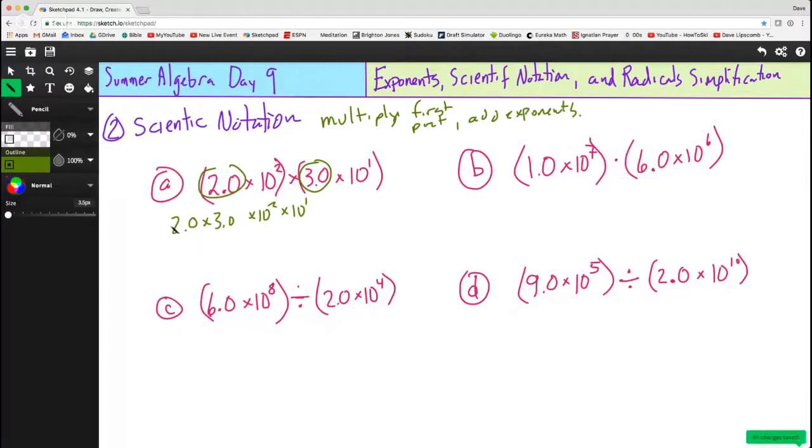So 2 times 3 is 6. 10 to the 2nd times 10 to the 1st is 10 cubed. And that's our answer. You multiply the first part, add the second part. Now this one is in scientific notation because this number is still between 1 and 10. There'll be some examples on the next page where it's not between 1 and 10, and then we have to do one extra step. Okay, here we multiply our 1 times our 6, and here we add our exponents, 10 to the 13th.